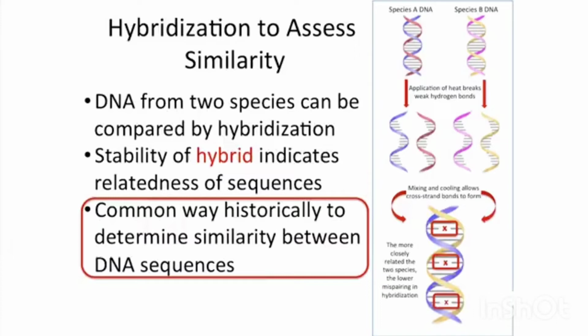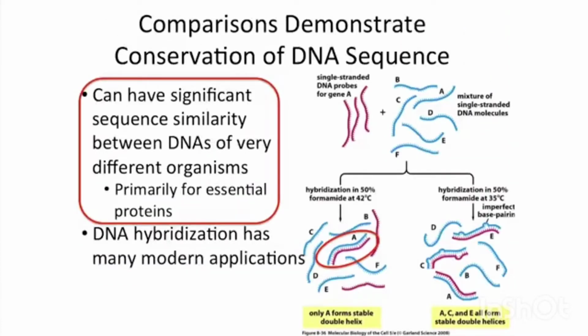The more closely related 2 species, frequently the more similar the 2 sequences. So they have lower mispairing and higher Tm. This is a common way that was historically used to determine the similarity between 2 sequences. Today, we just sequence both DNAs. But hybridization is still important because it's used in methods involving DNA. So if you have significant sequence similarity, you can get hybridization. That level of similarity is often present for genes that make proteins that are essential across multiple species.